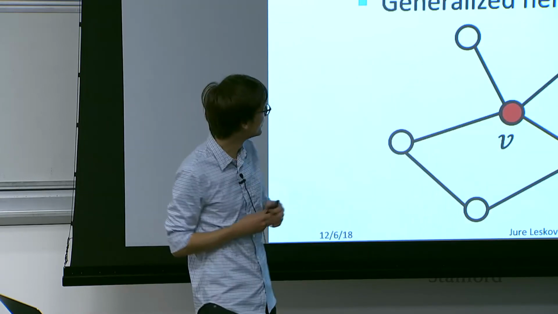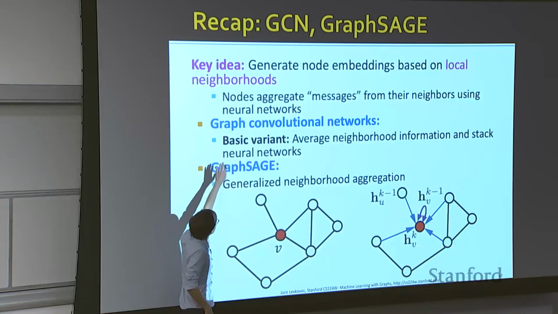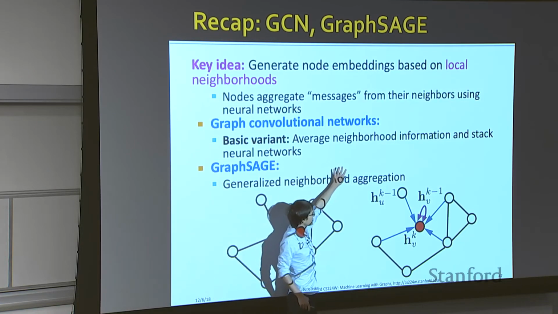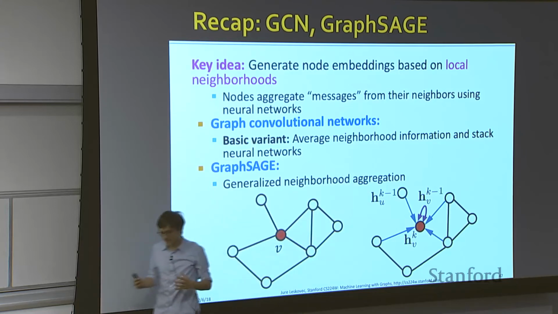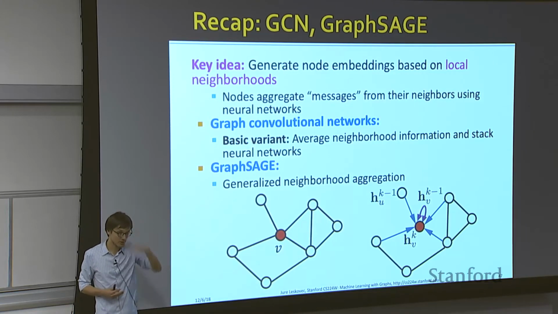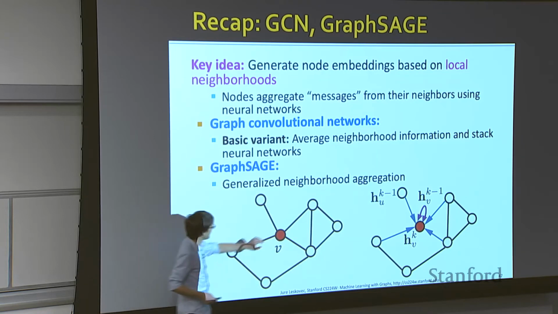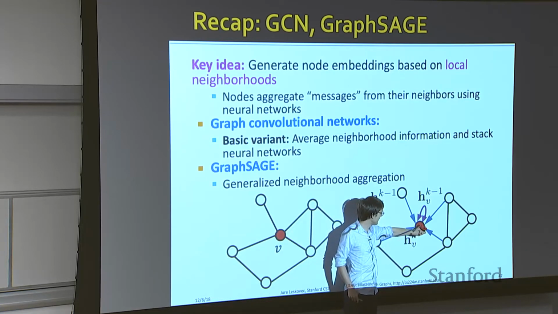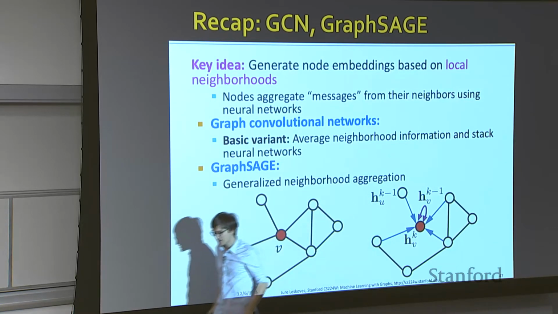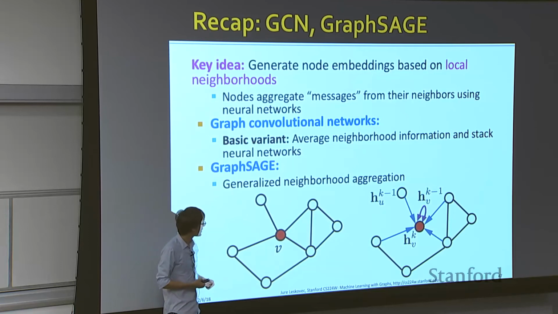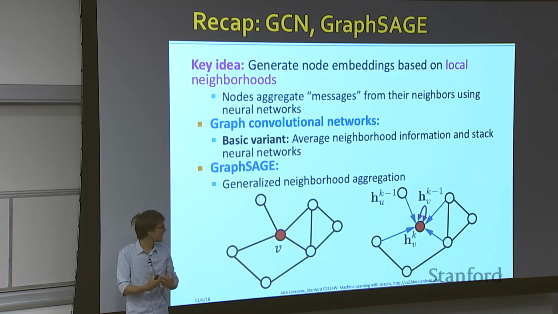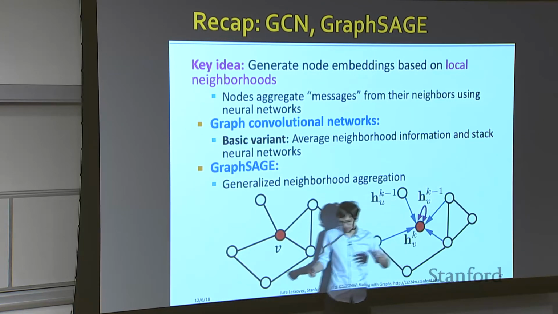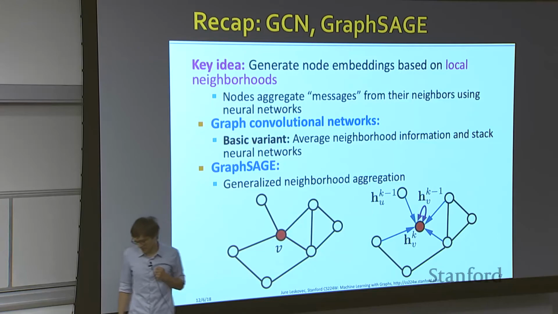Okay, so let me conclude. What did I talk about? I talked about this notion of graph convolutional neural networks, where the basic variant simply averages the information from the neighbors and then adds it with its own information, and we stack these neural networks on top of each other. And then we talked about GraphSage, which allows us to generalize this notion of aggregation with different aggregation functions and with concatenation, which keeps the information from the node itself separate from the information coming from the neighbors.